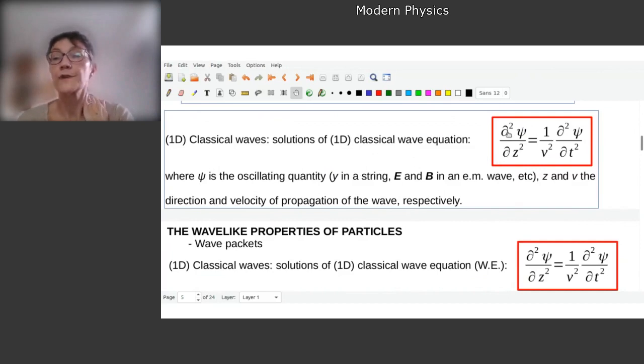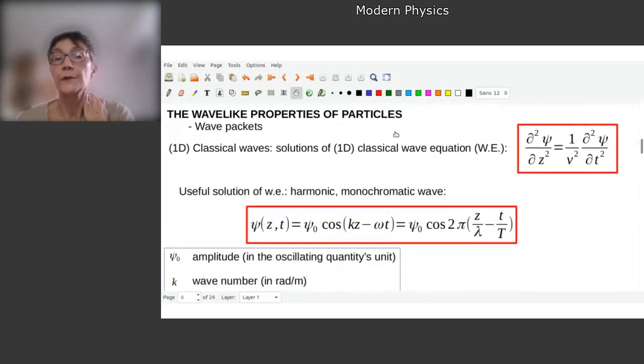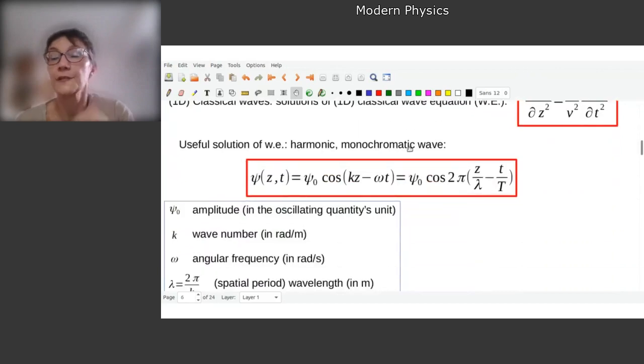And so you have this equation, and you find some solutions of this classical wave equation. A very well-known, very useful one is the harmonic monochromatic wave. This solution can be written this way. You have that psi of the position and the time is some amplitude, psi naught, and some spatio-temporal variation. This is a phase, kz minus omega t, and you have the cosine of this phase.